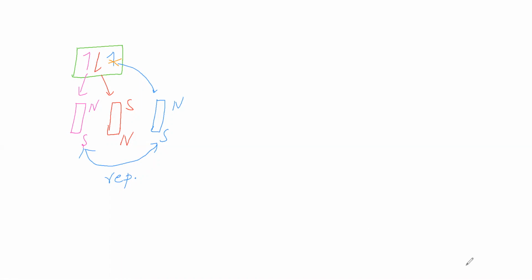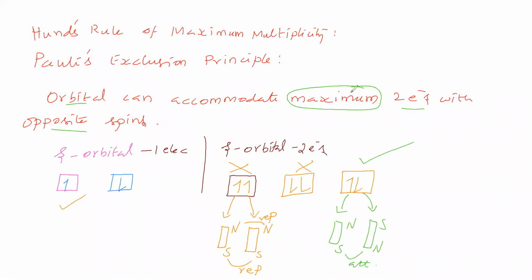So the orbital can take a maximum of 2 electrons. This orbital is excluding the third electron from entering into it. That's why this principle is called the exclusion principle. So Pauli's exclusion principle says an orbital can take maximum 2 electrons with opposite spins. Maximum 2 electrons it will take.